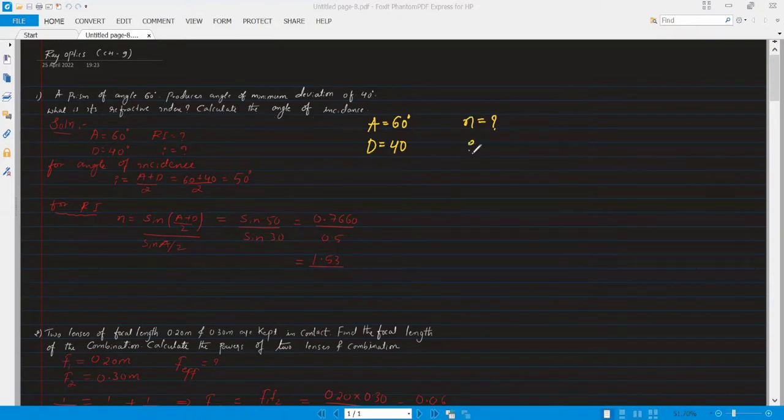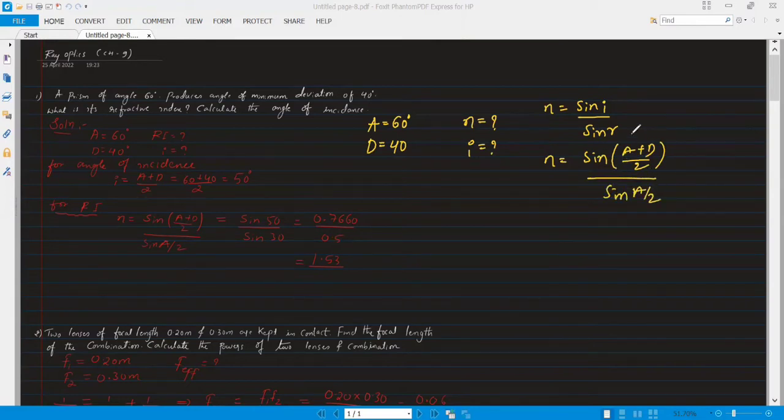Calculate the angle of incidence and the refractive index of the prism. Generally the formula is n is equal to sine of angle of incidence divided by sine of angle of refraction. That is Snell's law. For the prism, this can be done as sine of (A plus D) divided by 2, whole divided by sine of A divided by 2. So here, this is going to replace the I, therefore we can write I is equal to (A plus D) divided by 2. A is given, that is 60, plus D is given, that is 40, divided by 2. This is going to be 100 divided by 2, which is 50 degree. So angle of incidence is 50 degree.